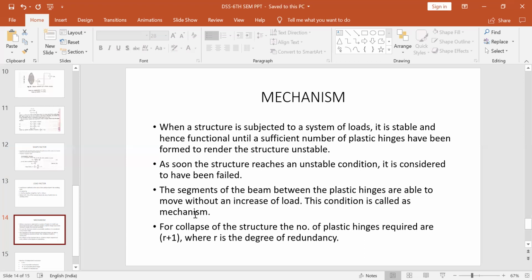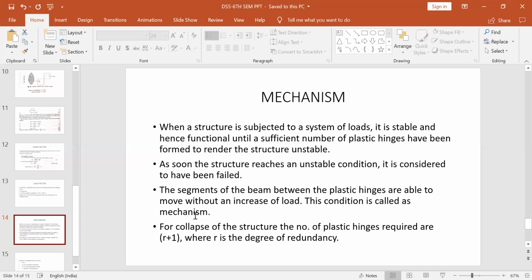Once the hinges are formed and flow of the structure occurs, that is, the plastic stage occurs without increasing load, with any increase in load the segments of the beam keep moving. This means that it has entered the plastic stage.